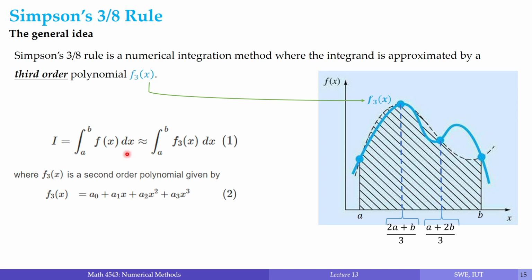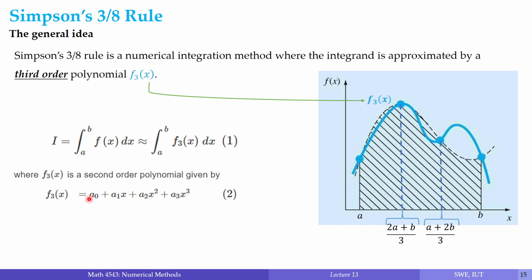In the case of Simpson's 3/8 rule, we say that the area under this third order polynomial within the limits a and b is an approximation of the area under the original curve f of x, or the integral of f of x with respect to dx from the lower limit a to the upper limit b.